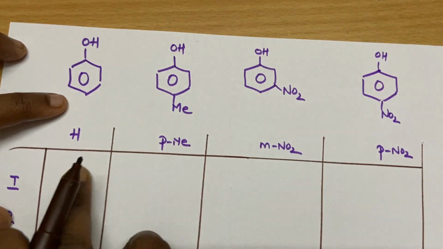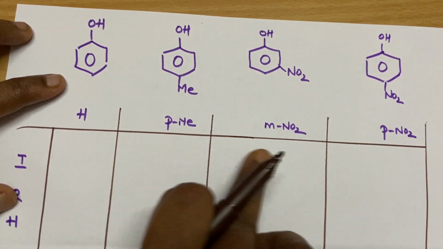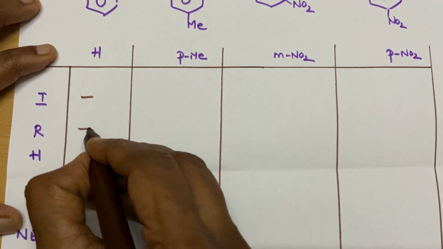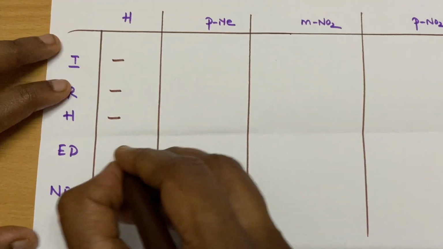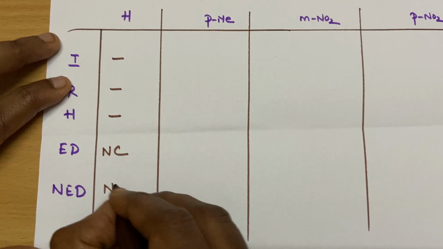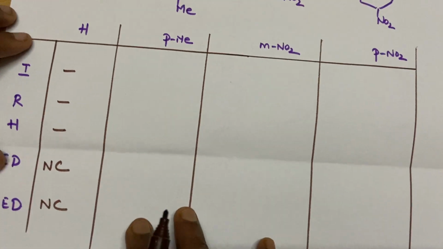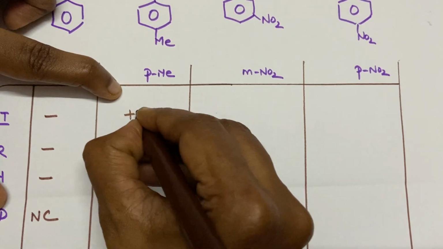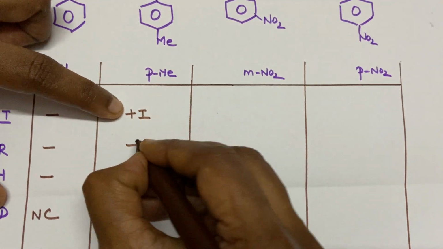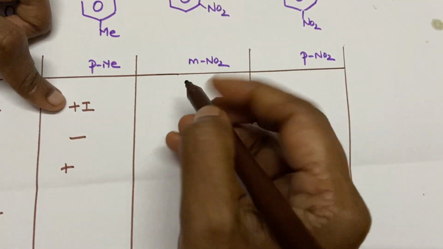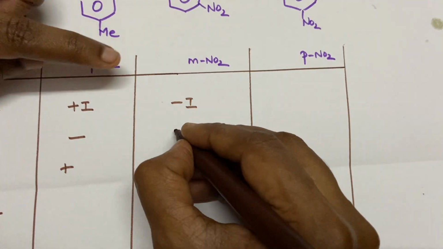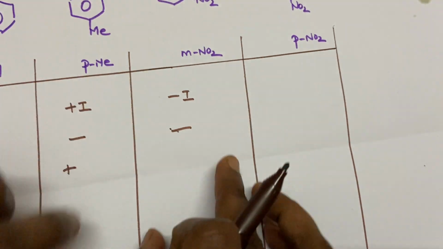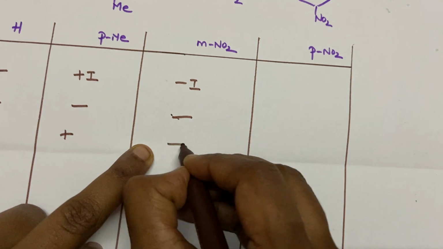So here I have written the groups: paramethyl, metanitro, and for phenol it is hydrogen. Hydrogen, no electronic effects, right? So the electron density is no change. NC means no change. So here the paramethyl group. What kind of electronic effect? Plus I effect and no resonance and hyperconjugation, right? And nitro, it is minus R, and in meta position there is no resonance. Please remember that. And no hyperconjugation.